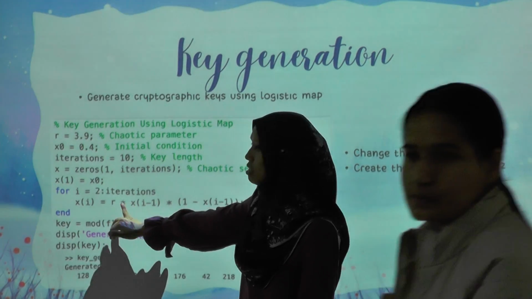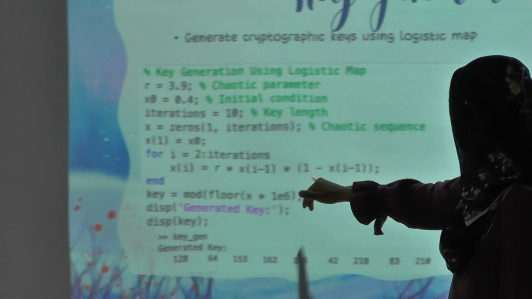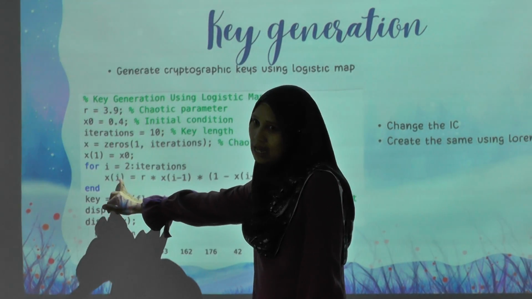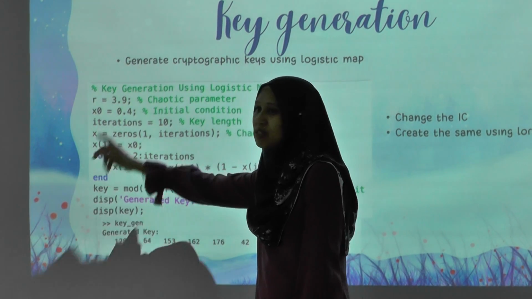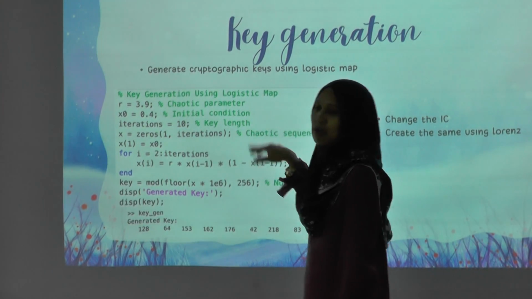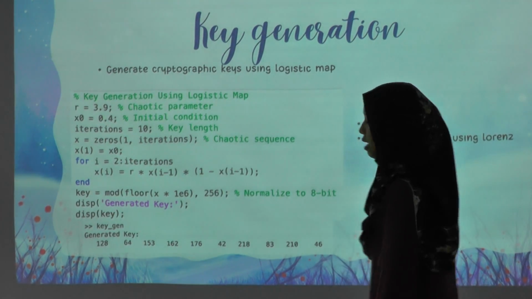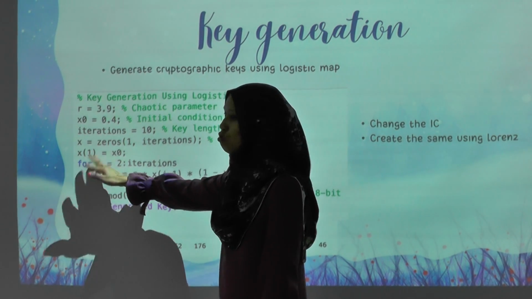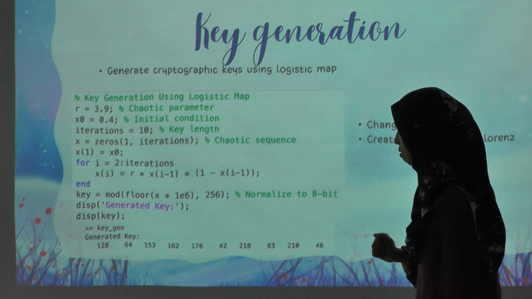So the logistic map is actually R times x times 1 minus x. But because we are using this notation, it will be x minus before it. Previously in my lecture, x(n+1) equals R x(n) times (1 minus x(n)). You use this chaotic sequence to generate your key.